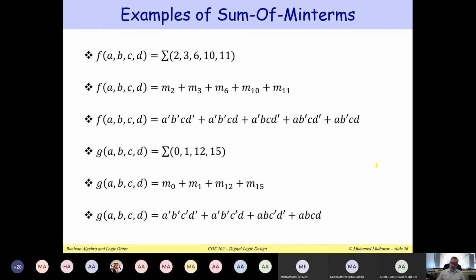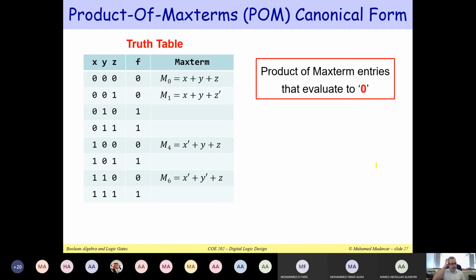Let me move on. As I said, this is not the only way to describe a function. Let us return to our original function f, which is a function of 3 variables x, y, z that we have seen in the previous slide.